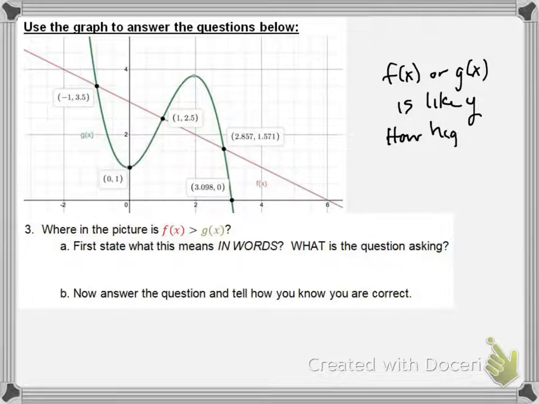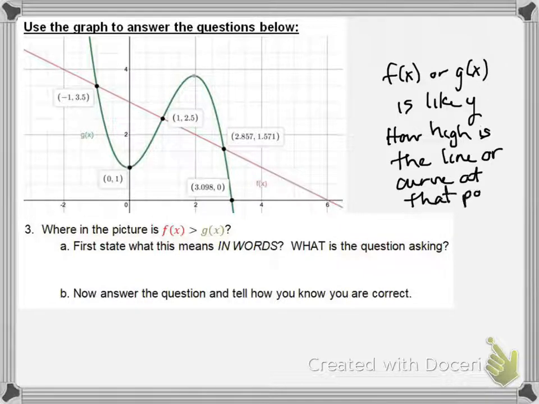So it means how high is the graph? How high is the line or curve at that point? So I'm looking for places where the y value, or the height, of f of x is above the height of g of x. Again, I'm trying to get you to put it in your own words, so I'm not going to write out everything that I'm saying.